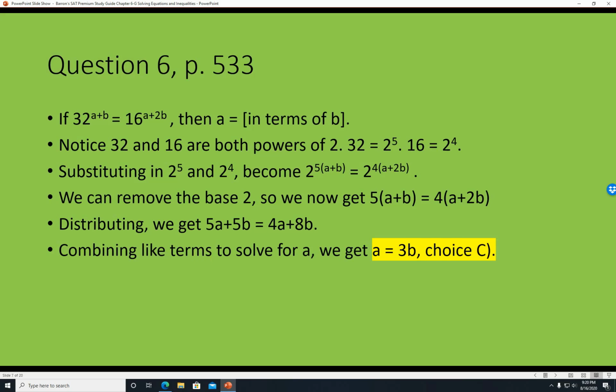Question 6, page 533. If 32 to the a plus b power is equal to 16 to the a plus 2b power, then what is a equal to? And they don't put this in the problem in the book, but in case you don't know, in terms of b. You should notice it because all the answer choices are in terms of b, but in case you don't, here we go. So notice that 32 and 16 are both powers of 2.